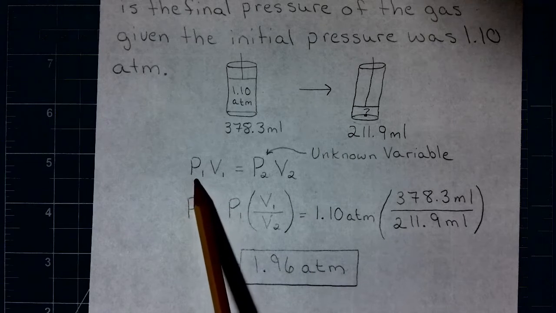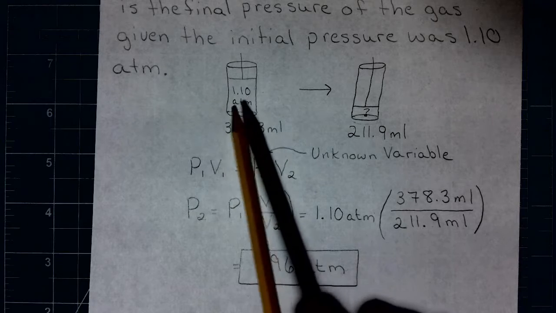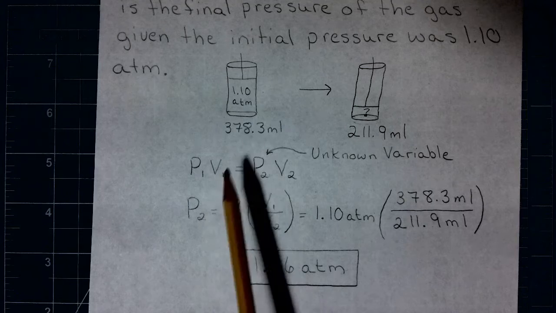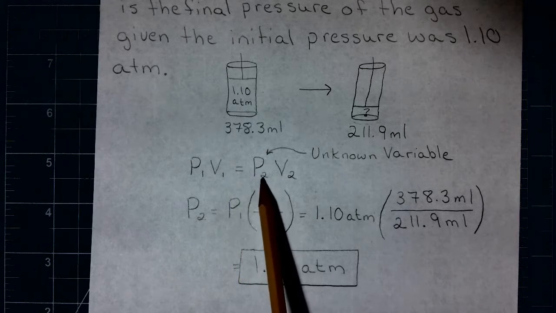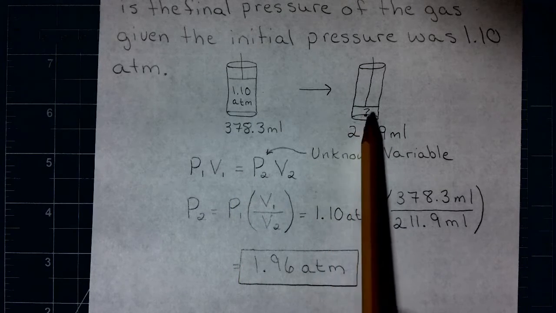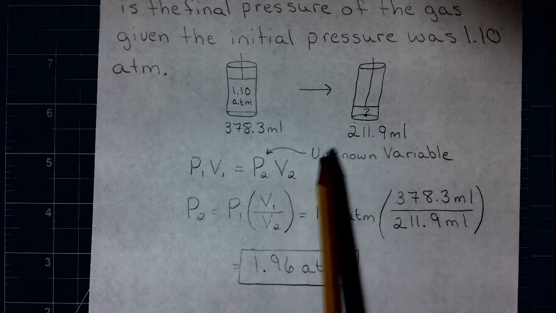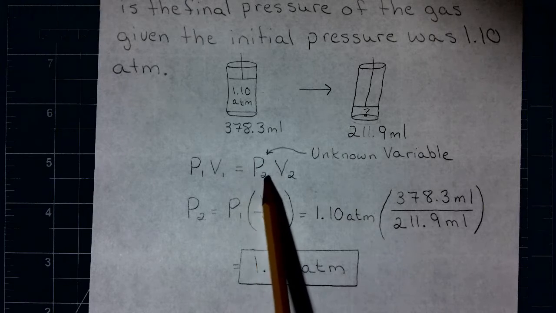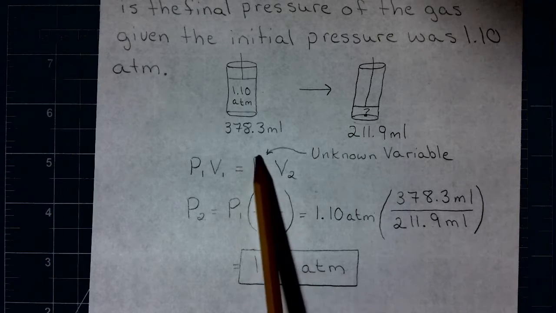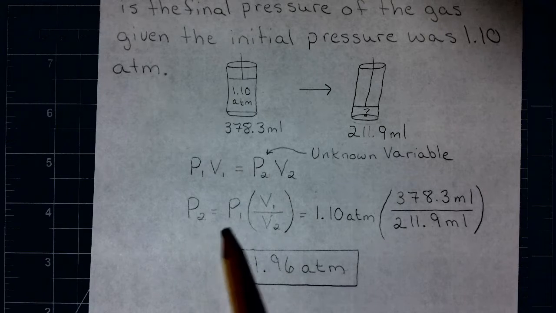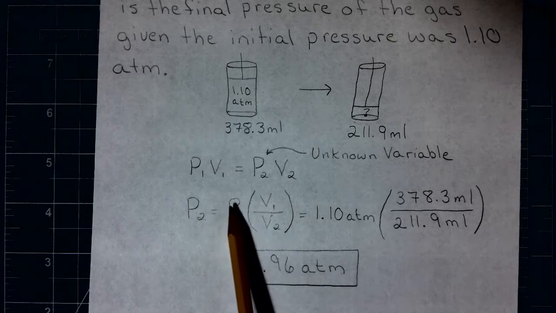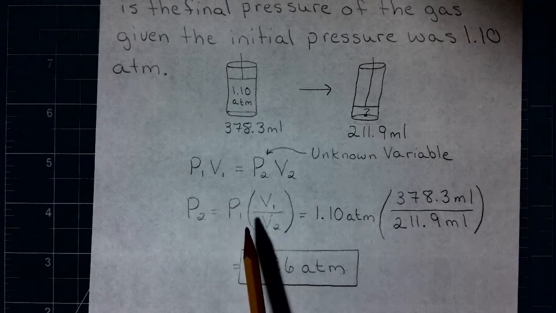Boyle's law states that the initial pressure, 1.1 atmospheres, times the volume that we initially had is going to equal the final pressure, the thing that we want to know, times the volume that it winds up at. If we rearrange this for the pressure, the unknown variable, by dividing over by V2 and rearranging some stuff, we get this equation right here.